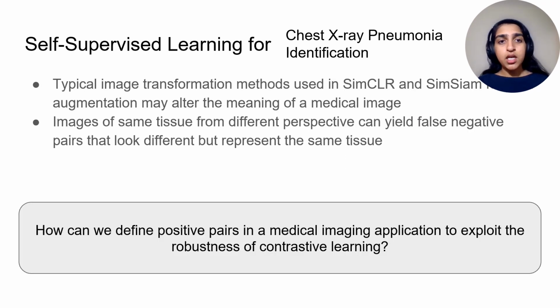Unfortunately, typical image transformation methods may alter the meaning of a medical image. Furthermore, images of the same tissue from different perspectives can yield a false negative pair that look different but represent the same tissue. So how can we define positive pairs in a medical imaging application so that we can exploit the robustness of contrastive learning?